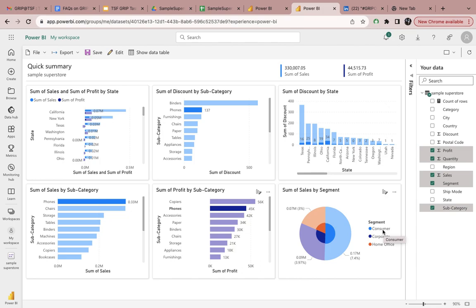The effect of the discount can be clearly seen on consumer rather than corporate. Thus, I think we can increase the profit by focusing more on these items.